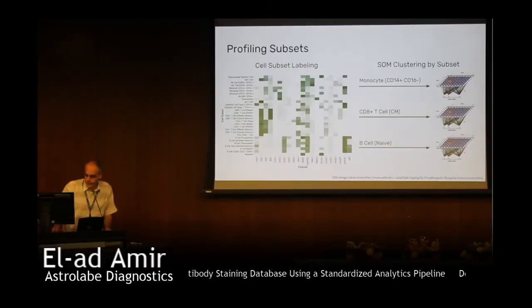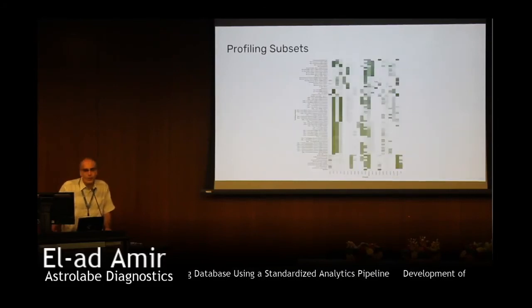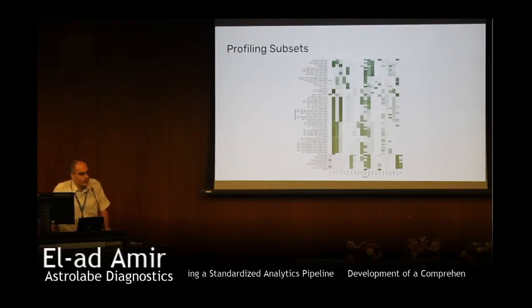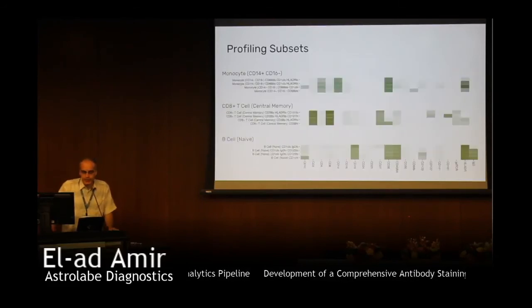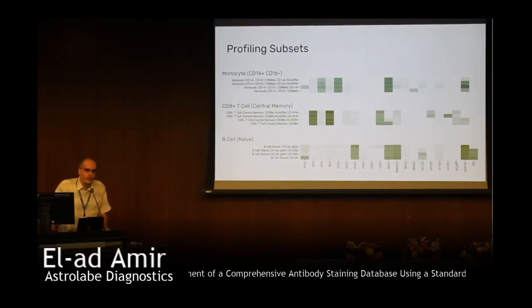So overall, we ended up with 71 profiling subsets, which leads us to this very magnificent heat map, which is unfortunately not very readable over a big screen. So instead, we're going to zoom in on a few of the cell subsets and see what Astrolabe came up with. Now, these are unsupervised clusters. Again, the markers that are written here are just a guide. They're not a truth that you should stick to.